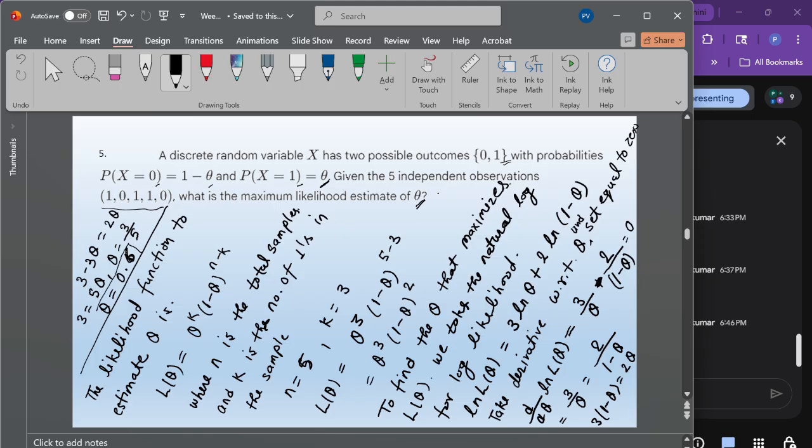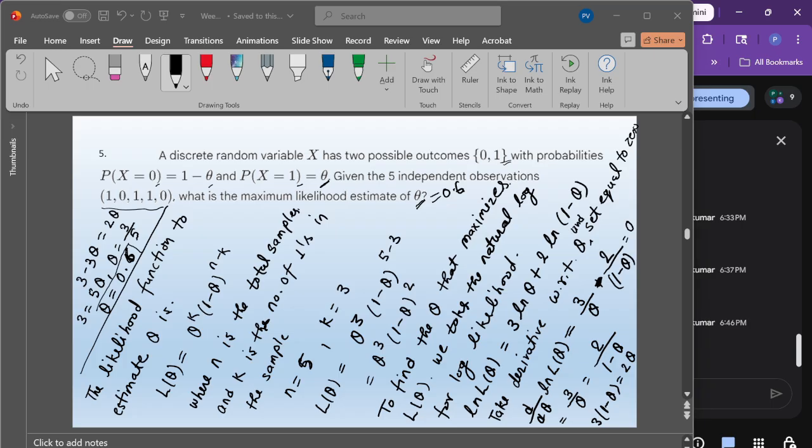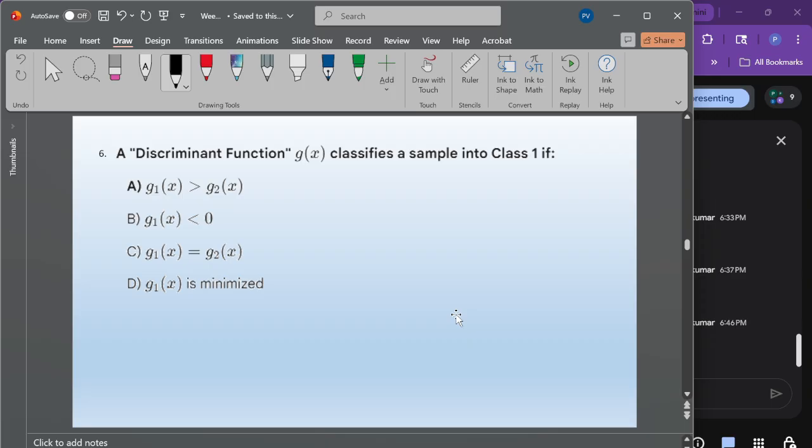That is the final answer. Theta is equal to 0.6. So is it fine to all of you? Have you understood this question? Is it fine? Can we move to our next question, or do you have any doubt? Okay, I hope all of you have understood this question. So now moving to our next question.